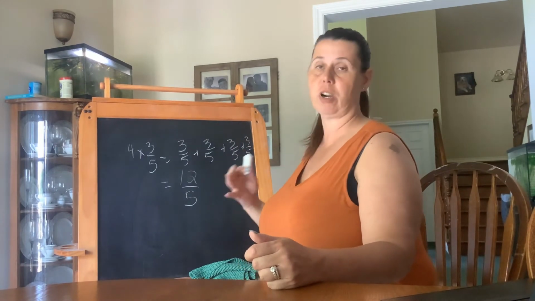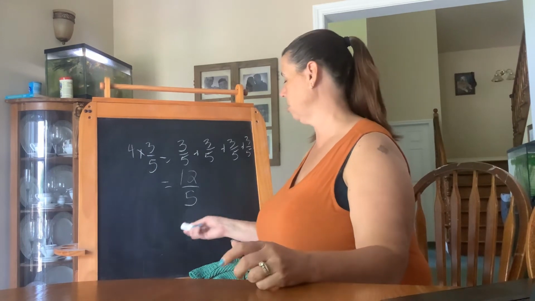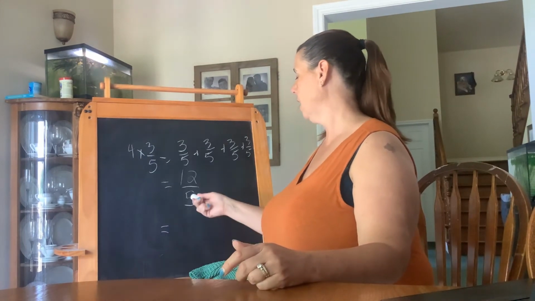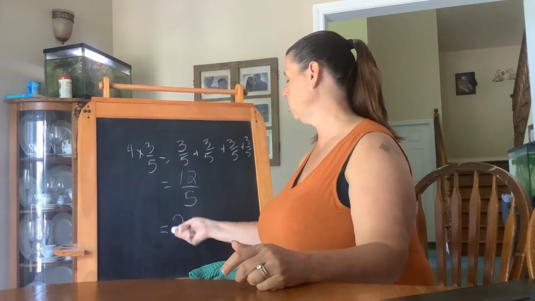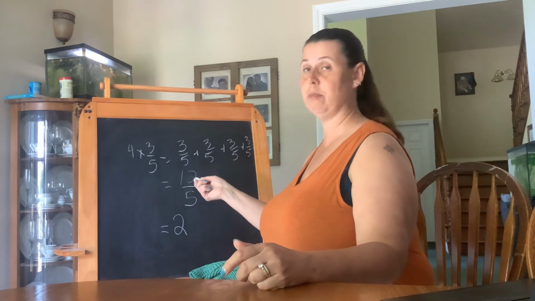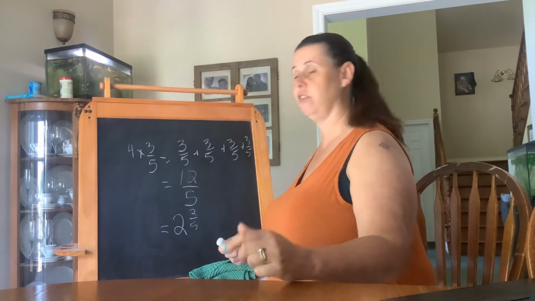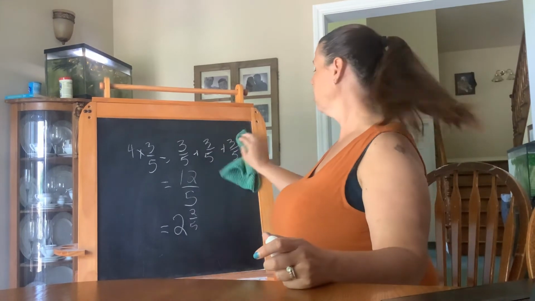It's really good practice to reduce things to lowest form because lots of times it's going to ask you, so you should practice. How many times does 5 go into 12? 2 times. What's left over? Well, 5 goes into 12 2 times, which would be 10, and there'd be 2 left over. So 2 and 2 fifths. Okay? Go answer the rest of the question.